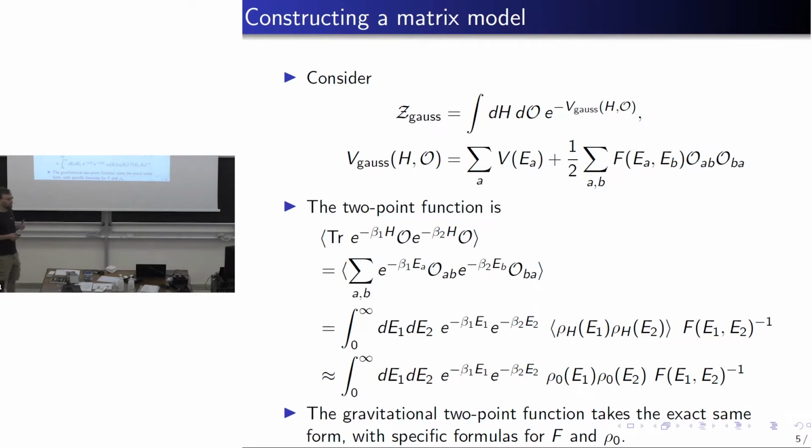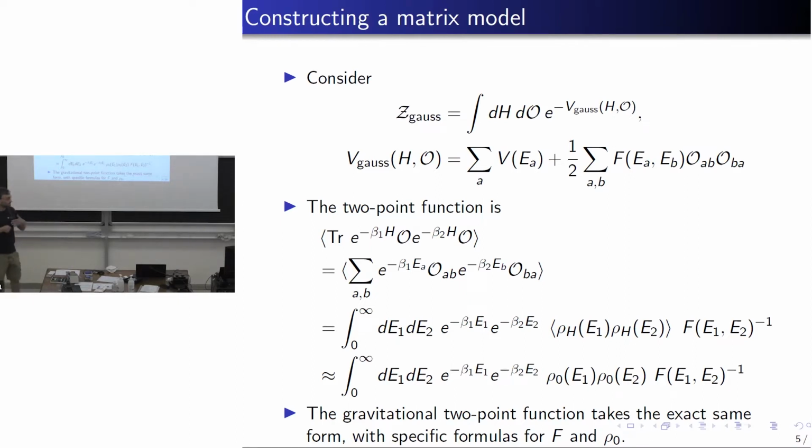But the point is, all I have to do is argue that it's possible, and it is. The gravitational two-point function, just from the gravity calculation, takes the exact same form. It's literally the same formula, except it provides us with specific formulas for f and rho naught. And so now I'm going to design this matrix model to reproduce those functions f and rho naught.